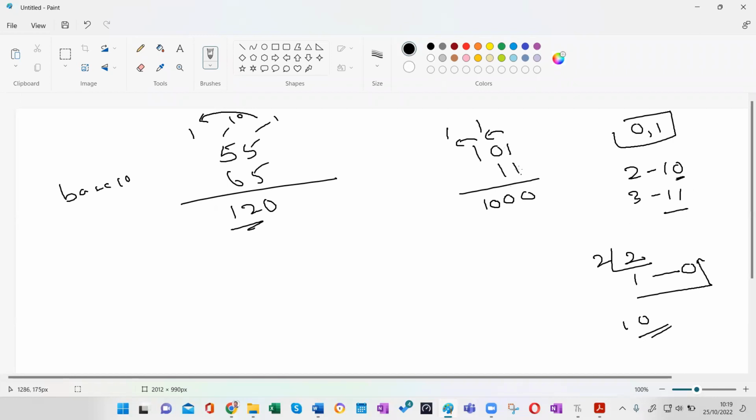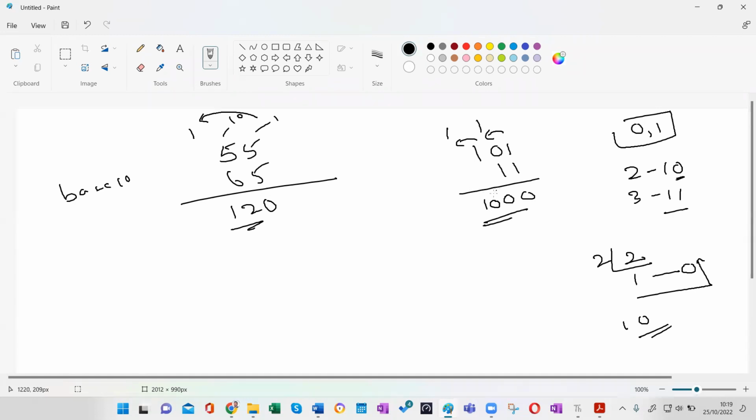Now what we do is, when we add these two, 1 plus 1 is 2. In 2 we keep 0 and take 1 bit to the other side. 1 plus 1 is 2. Keep 0, take 1 to the other side. Just like denary addition. 1 plus 1 is 2. And then we keep 0 and 1 there. And this is the answer.